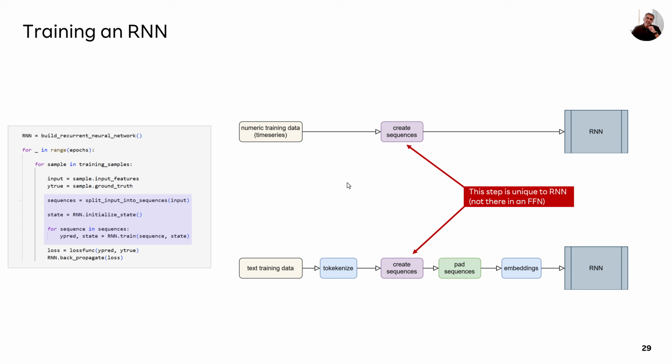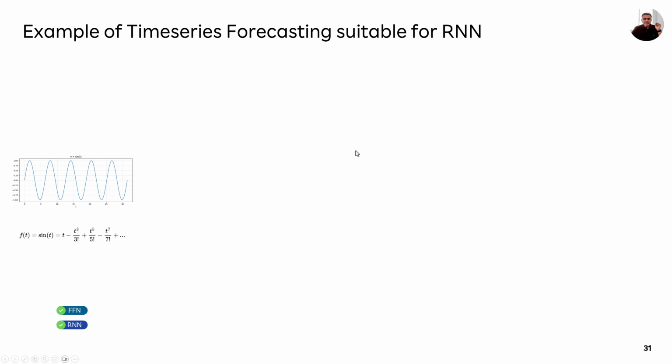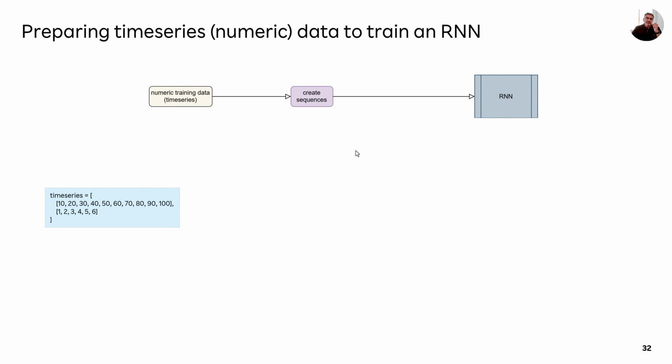And the way you create sequences between numbers and text actually is different. So we'll study both of them. So let's start with numbers first, time series forecasting using RNN. Okay, so let me go to actually this one here. And let me show you how you first create the sequences.